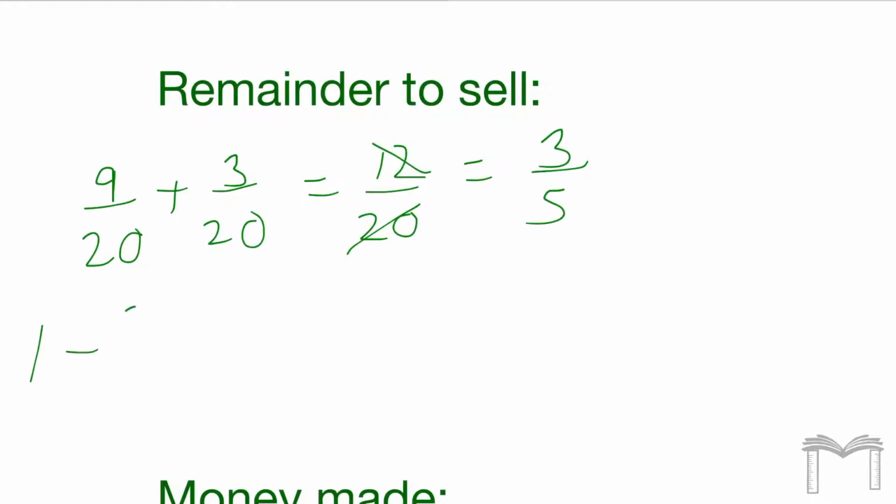1 take away 3/5, which can be written as 5 over 5 take away 3 over 5, and we get 2 over 5. So that's the remaining fraction that she has to sell.